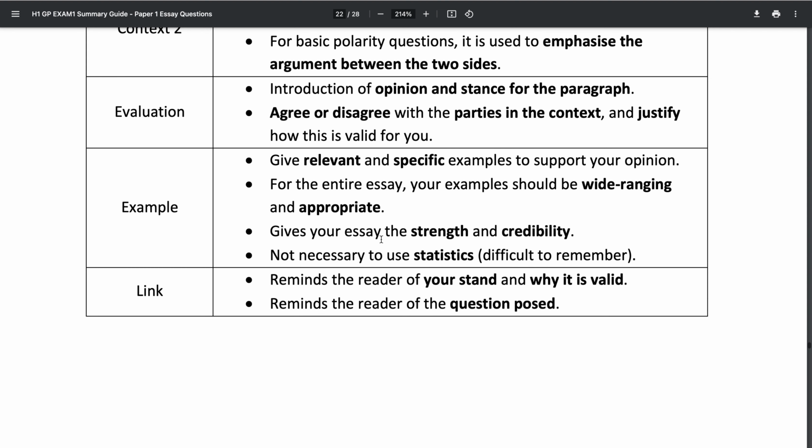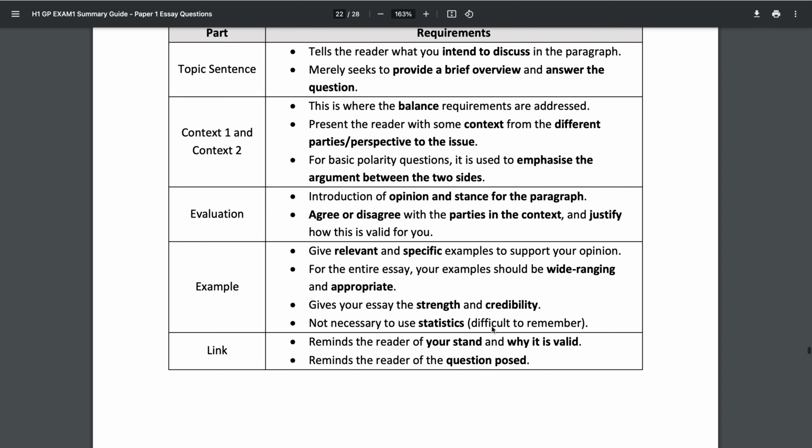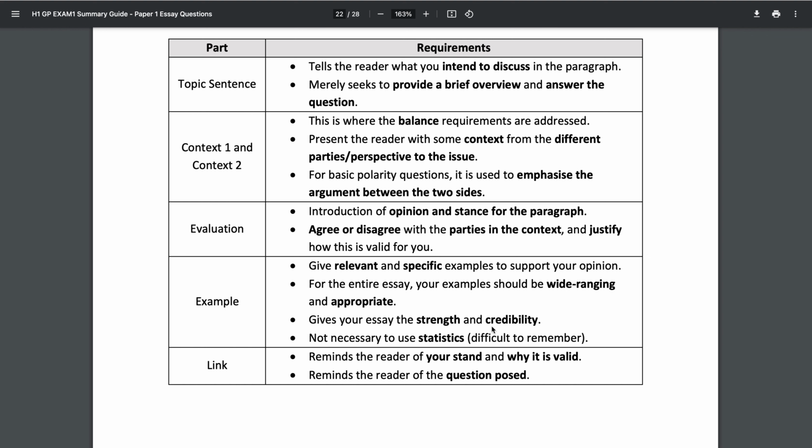Yeah, remind the reader of the question posed. So link it back. Use some of the keywords in the question. Okay, very simple, very very simple. Like I said, it is not a huge jump. Again, if you haven't used this paragraph structure for promos yet, don't use it for promos. Use the original structure. But if you're confident and you want to do well, here you go.